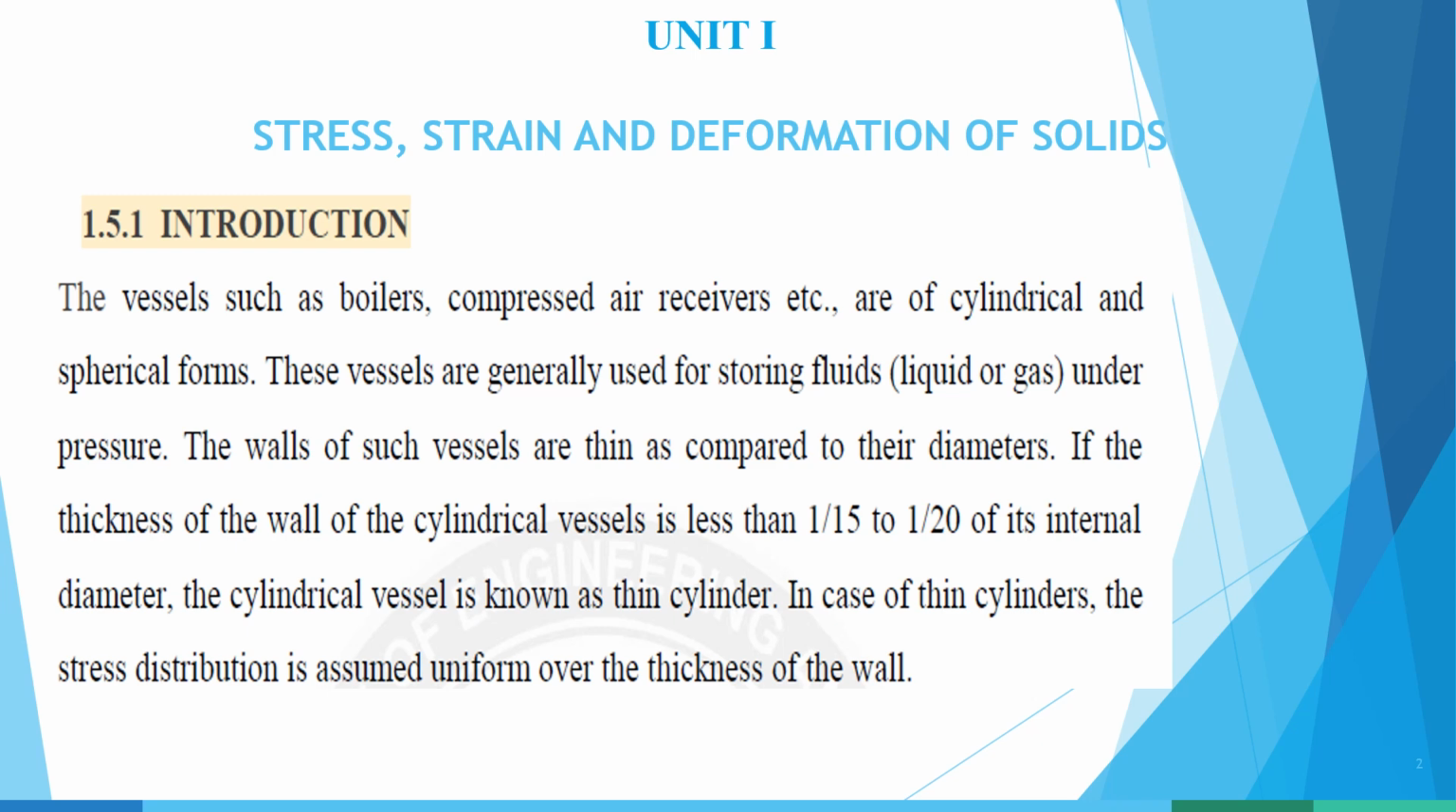Introduction. The vessels such as boilers, compressed air reservoirs, etc. are of cylindrical and spherical forms. These vessels are generally used for storing fluids under pressure. The walls of such vessels are thin as compared to their diameter. If the thickness of the wall of the cylindrical vessel is less than 1/15 to 1/20 of its internal diameter, the cylindrical vessel is known as a thin cylinder. In case of thin cylinders, the stress distribution is assumed uniform over the thickness of the wall.